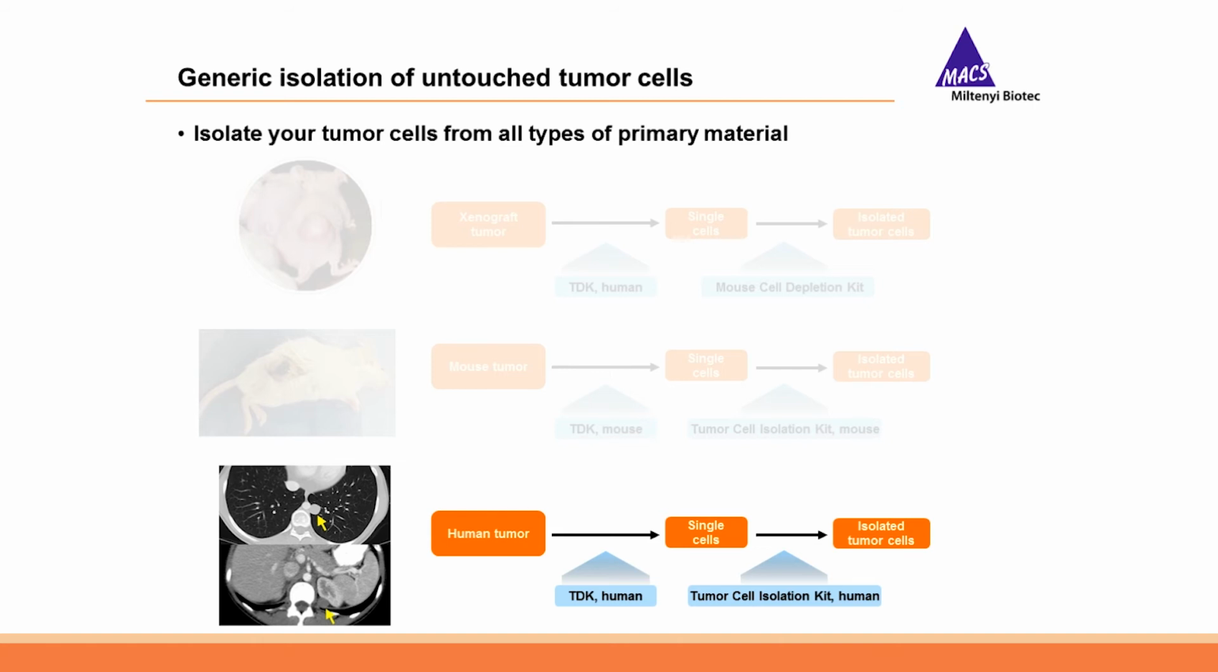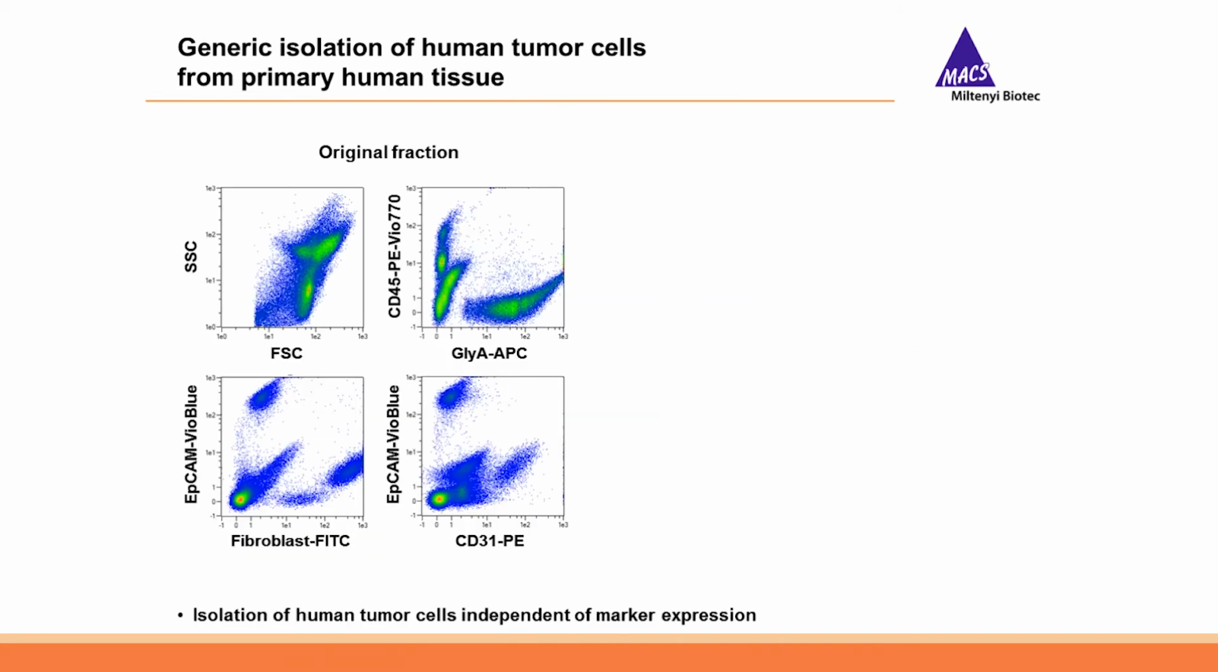The last aspect here of this part is the isolation of human tumor cells straight out of patient material. And again, I have to say the principle is the same. It's a 20-minute procedure that is based just on the depletion of your unwanted cells. It's completely independent of your markers.